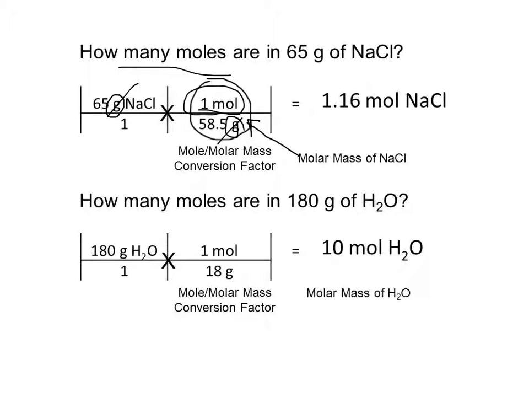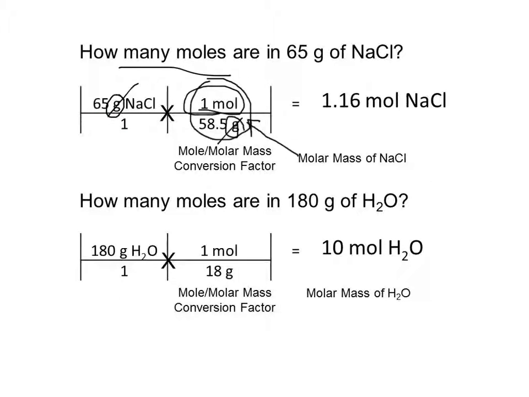So when you do all the math and you do the division and multiplication, it's 65 times 1 divided by 1 times 58.5. And you should get 1.6 moles of sodium chloride. Now, one check is that the moles number is always going to be less than the grams number, always. So if you get a number after doing the calculation that's larger than what you started with, the mole number is larger than the gram number, you've done something wrong.